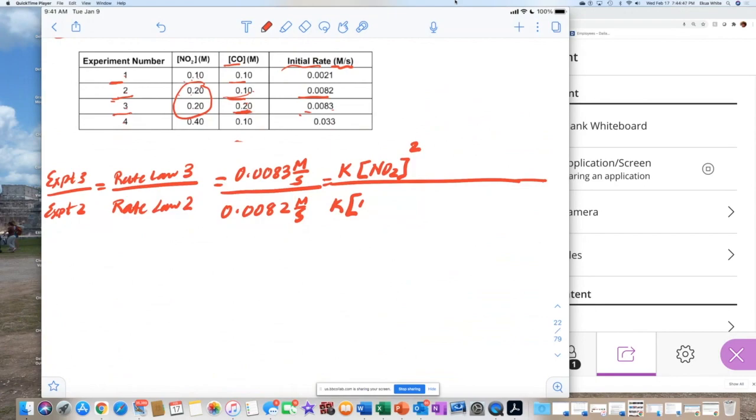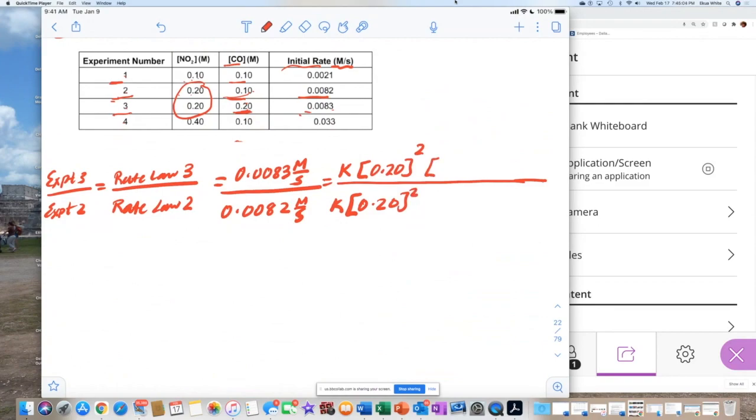NO2. Oh, I'm supposed to write the actual numbers. Focus. It's towards the end, right? I'm already thinking about what I'm going to be doing. Let me focus on this. NO2 is supposed to be what? 0.20 raised to the power 2. Here it's still 0.20 raised to the power 2.